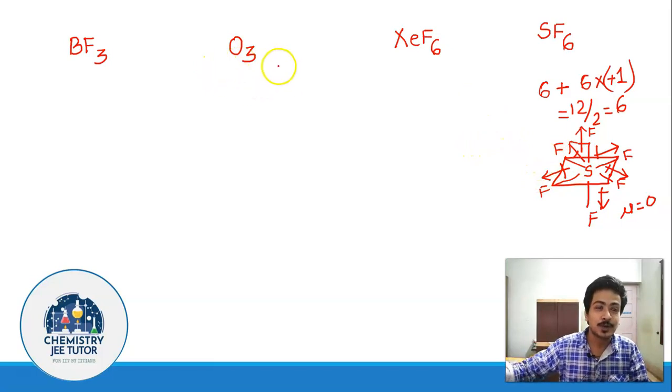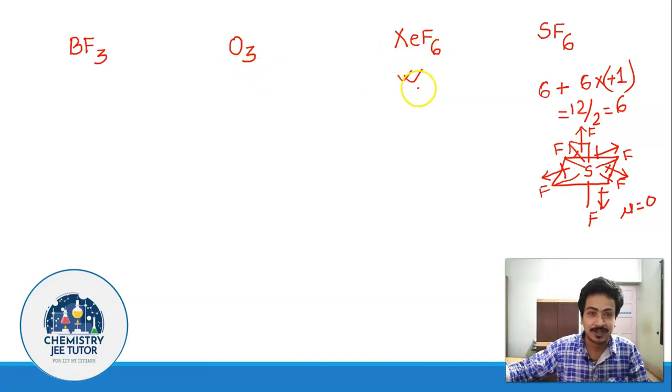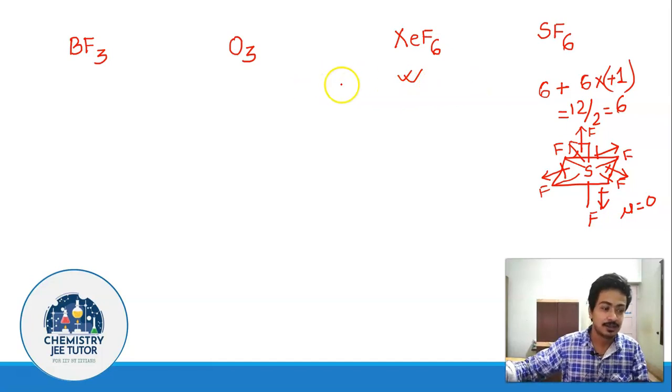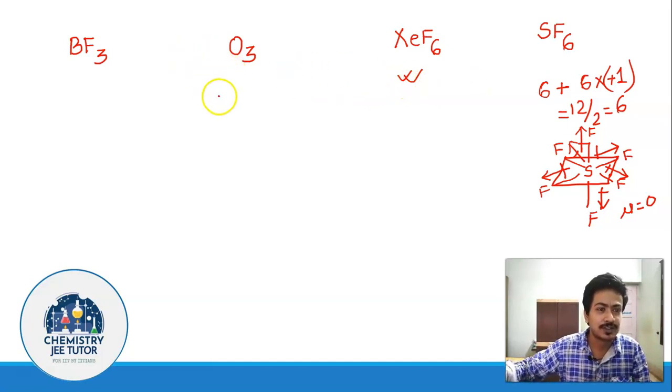But in this case, we are going to discuss a little bit about O3 and XeF6, because this molecule is very important, and there is a problem regarding this molecule. That's why we are going to discuss this structure. So in case of O3, let us understand how to draw the structure of O3. Since there are 3 oxygen atoms present, we are going to consider one of the oxygen atoms as the central atom. So the central oxygen atom is going to contribute +6.